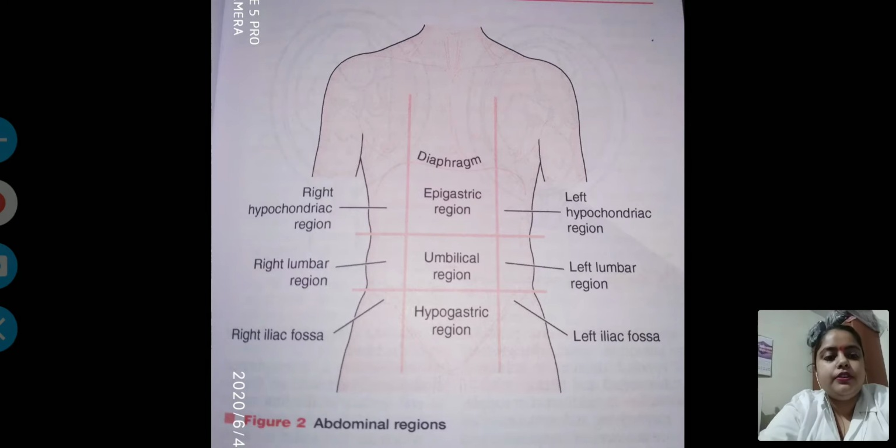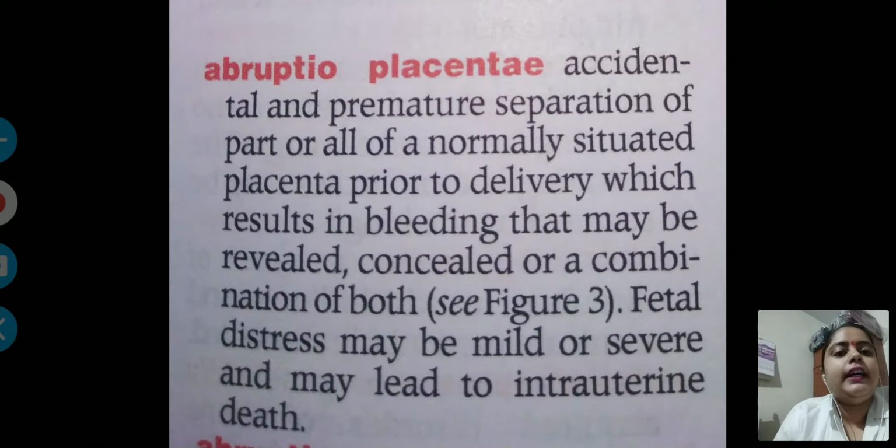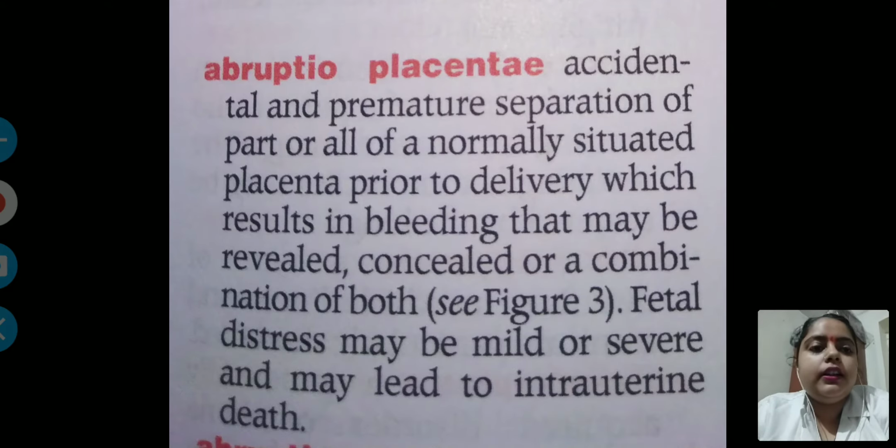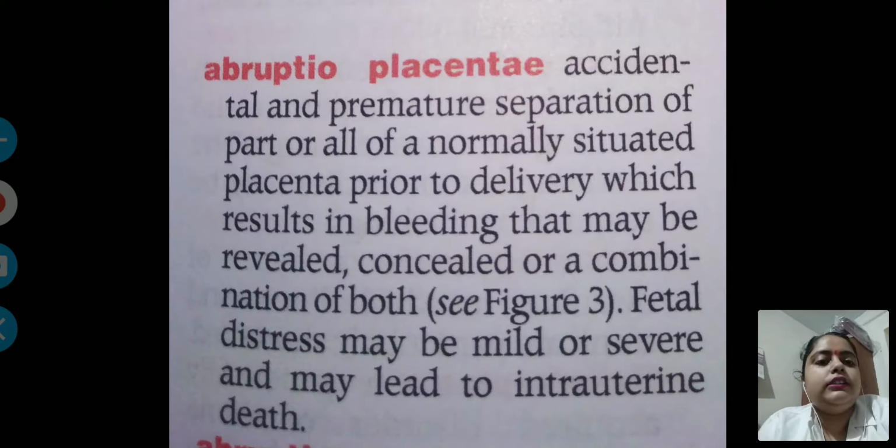Then the second one I want to teach you is the abruptio placentae. What is abruptio placentae? Abruptio placentae is the accidental and premature separation of part or all of a normally situated placenta prior to delivery, which results in bleeding that may be revealed, concealed, or a combination of both. So it is the accidental and premature separation.